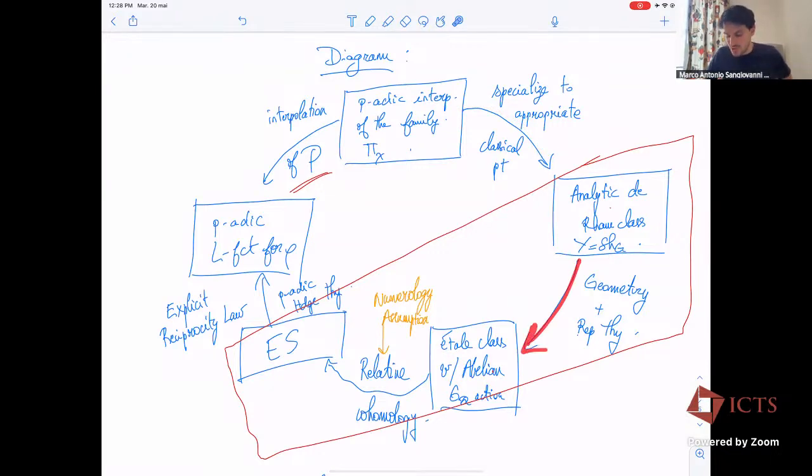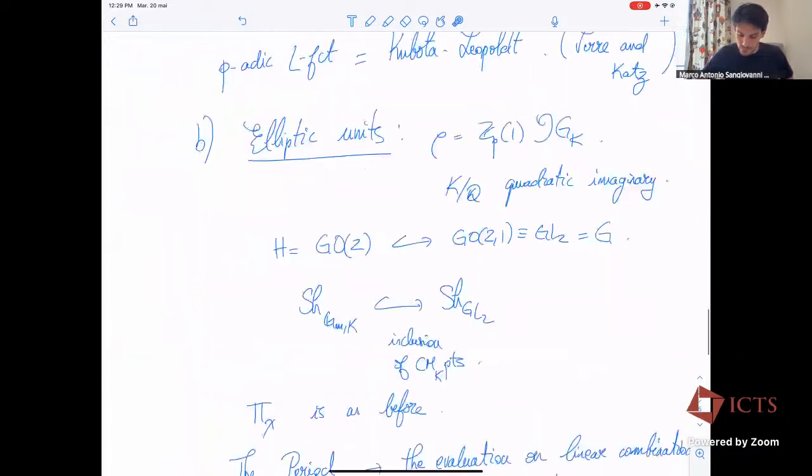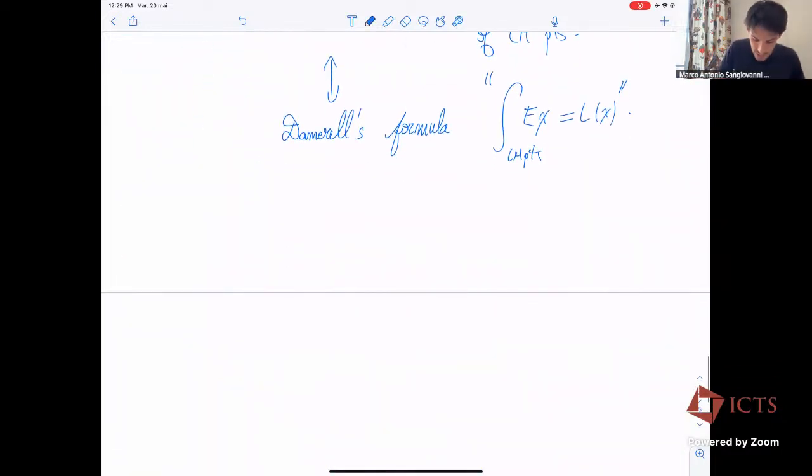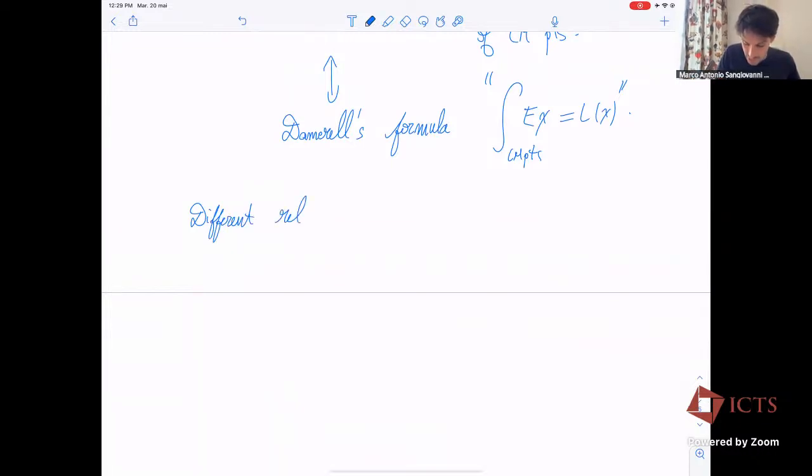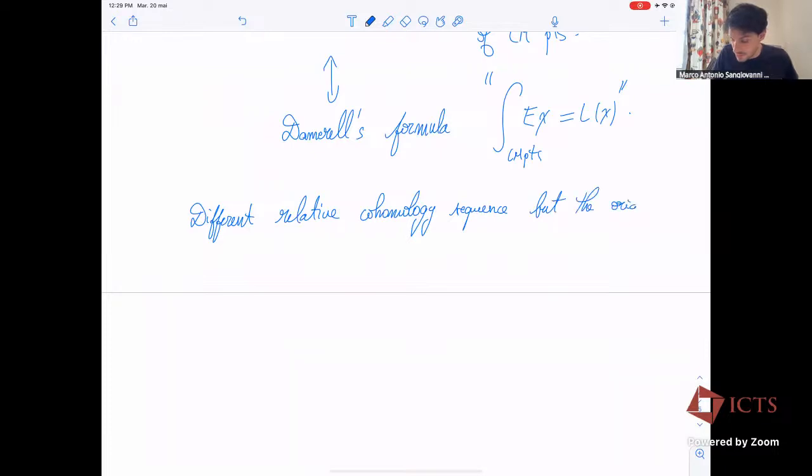The process of constructing the étale classes is exactly the same as the one that Chris mentioned, and now you're just considering a different relative cohomology sequence. But the origin of the classes is the same. So this degenerate family is the same.